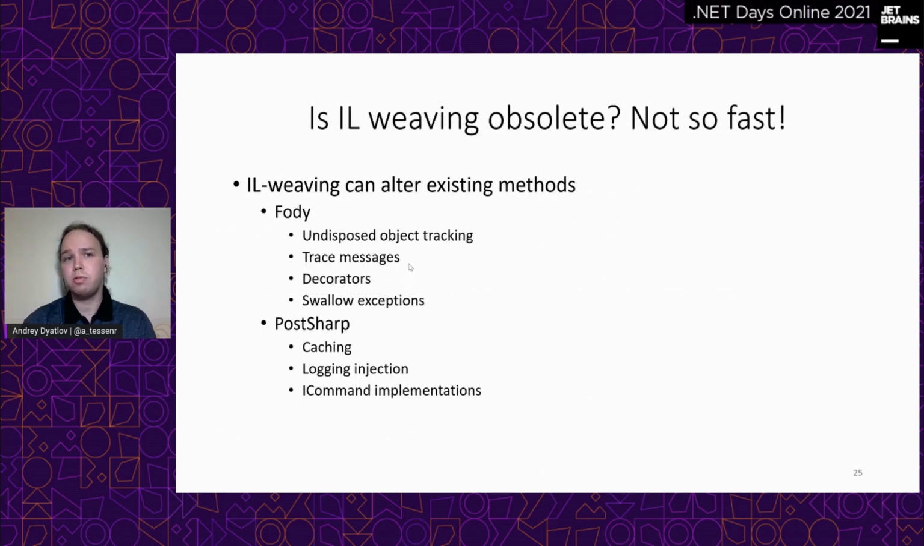But as I mentioned before, IL weaving can alter existing methods, and this is often used to add some functional aspects to your code. For example, to swallow exceptions, to do some logging injection, to drop trace messages. For example, with Fody, you can drop a line in a log every time you create a disposable object and every time it reaches the finalization queue. So with these logs, you'll be able to find where you've created an object that you forgot to dispose.